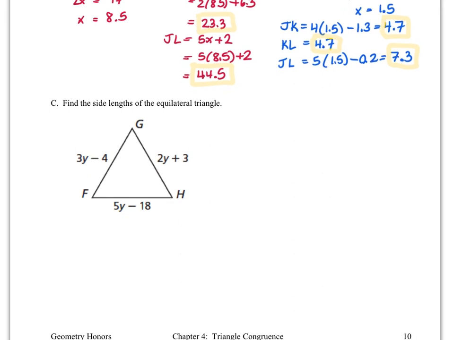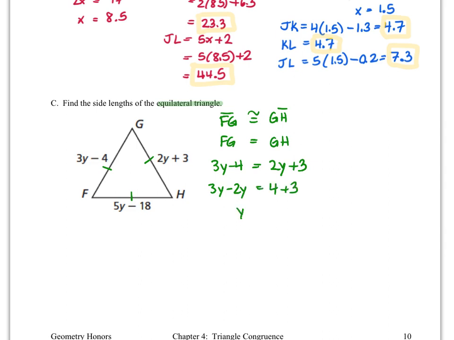Question C says, find the side lengths of the equilateral triangle. So that means that we know that these three side lengths are equal, and we can use that information to set up an algebraic equation. Let's start out by writing segment FG is congruent to segment GH, and that means that the length of segment FG is equal to the length of segment GH. And now let's substitute in. So FG says 3y minus 4, GH says 2y plus 3. And again, we have an algebraic equation that we can solve.